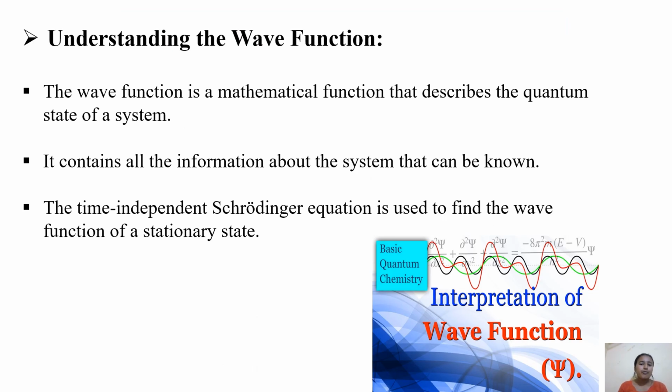Understanding the wave function. The wave function is a mathematical function that describes the quantum state of a system. It contains all the information about the system that can be known. The time independent Schrodinger's equation is used to find the wave function of a stationary state. This is the interpretation of a wave function in basic quantum chemistry.